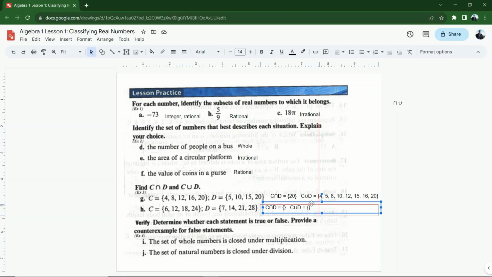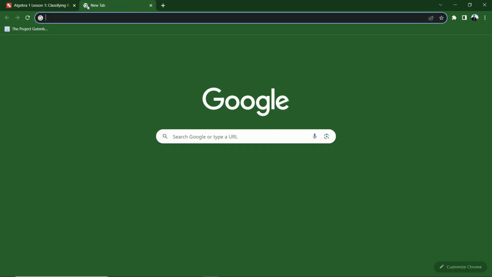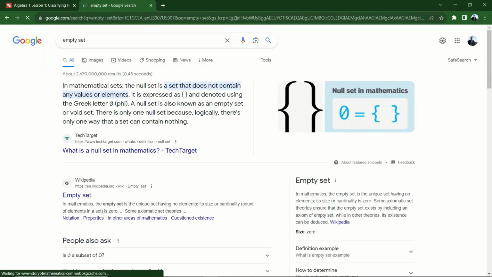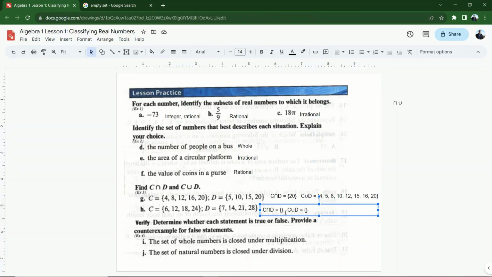I could also write a circle with a line through it. I don't have that character pulled up. Here, let me see if I could find it. Empty set. And the symbol for the empty set is the Greek letter phi. So I could also say that instead. So it'd be C intersect D equals that. Okay, those are the two ways of writing that it's the empty set.